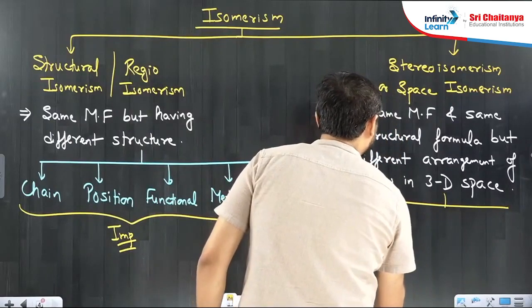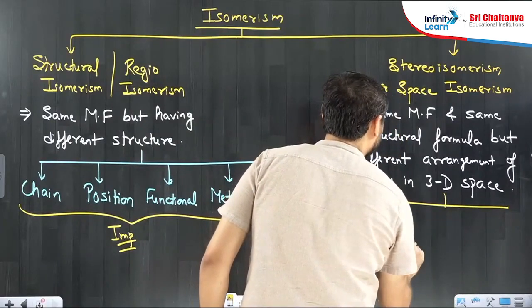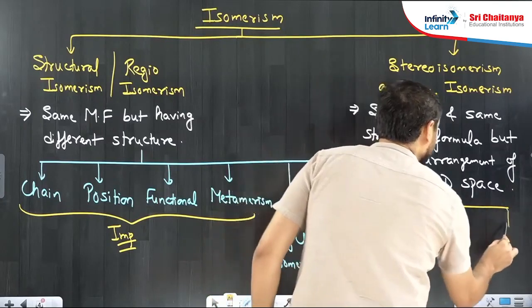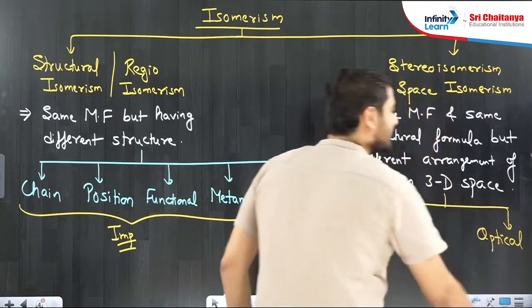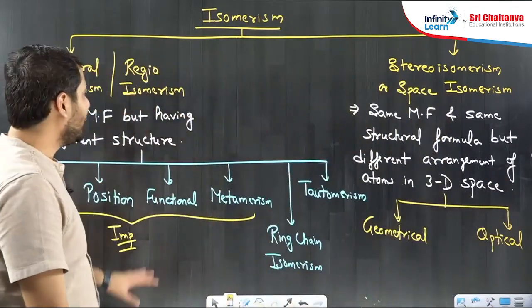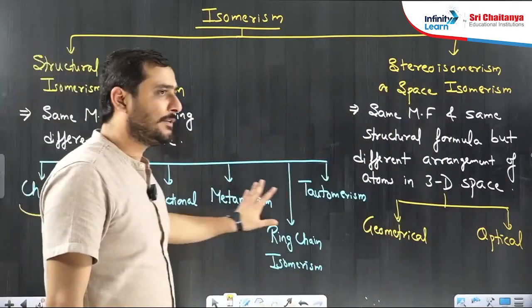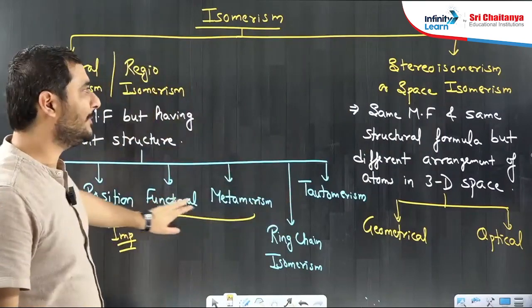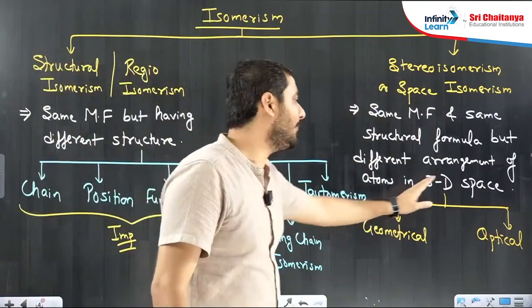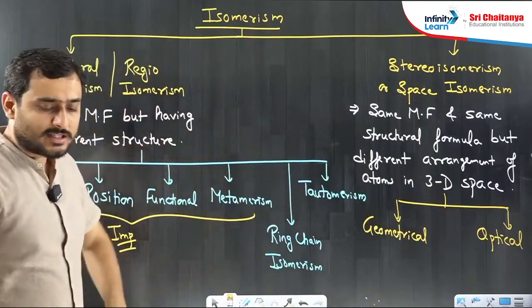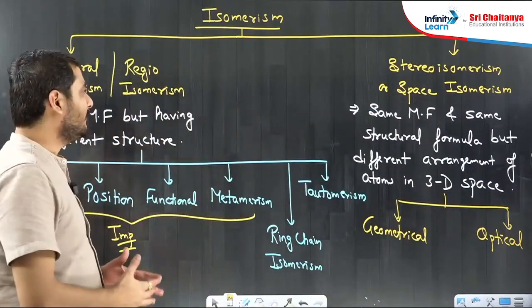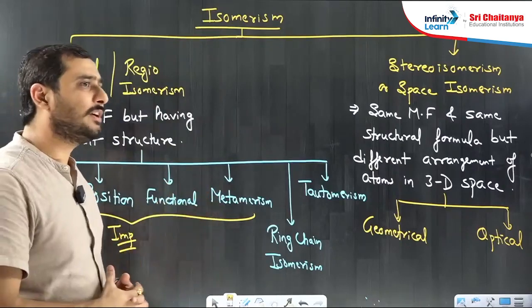One is geometrical isomerism and one is optical isomerism. Okay. So these types are the classification for structural isomerism, and geometrical and optical are types of stereoisomerism. So these are only the names of how many types of isomerism we have to study.